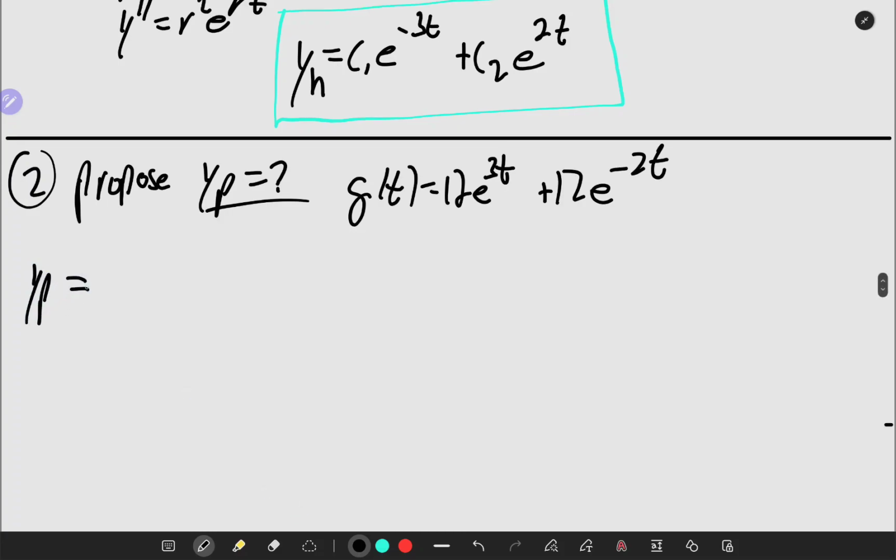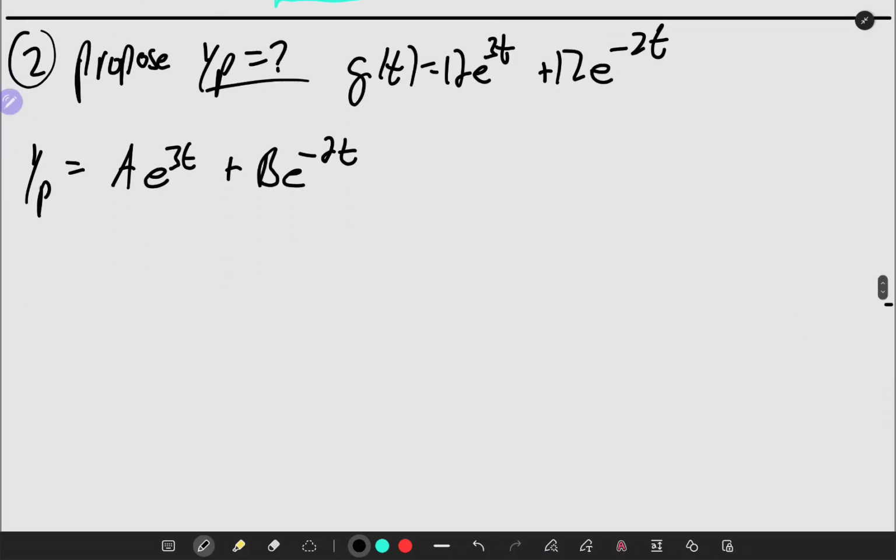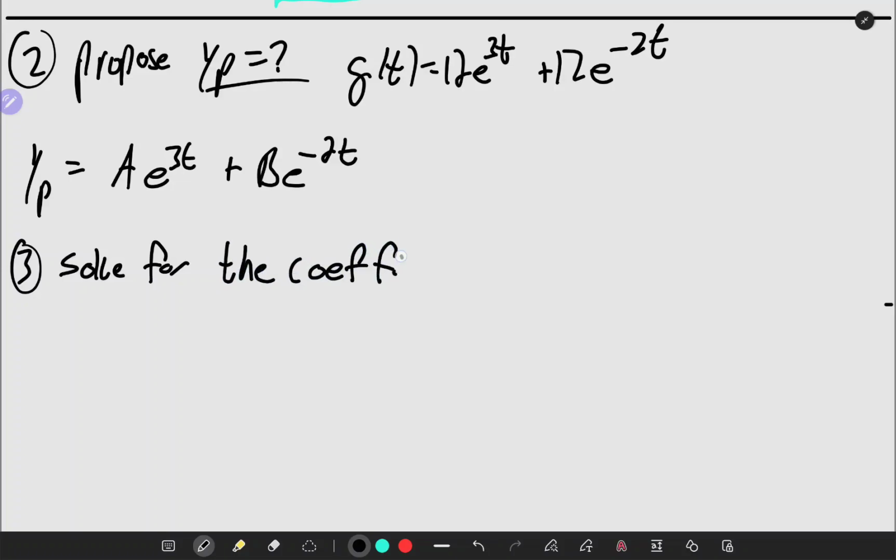Now remember, if you have an e to the 3t, all you do is write out a coefficient in front of it. And we have the same thing for this one over here. Right, and that's it. That's our y sub p. Pretty simple for this one. So now, this is where everything is going to become new. So now in step 3, we're going to solve for the coefficients. Now in this case, we have a and b.